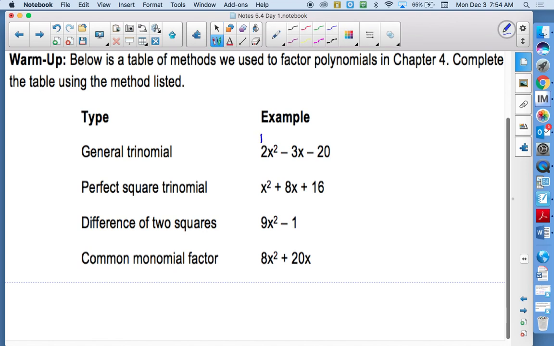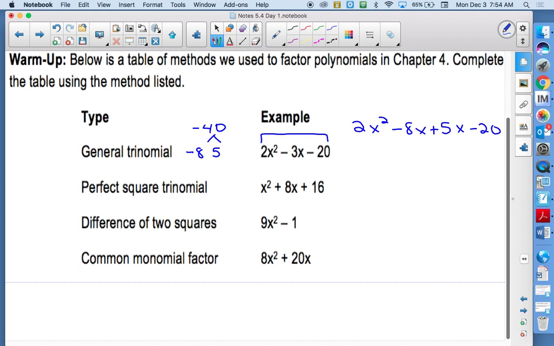Remember the AC method, you take the first number times the last number. And then we need two numbers that multiply to be negative 40, but add to be negative 3 in the middle. So Maggie, how about two numbers that multiply to be negative 40, but combine to be negative 3? Negative 8 and 5. So then the AC grouping method says you take that negative 8 and 5 and you rewrite them in your problem.